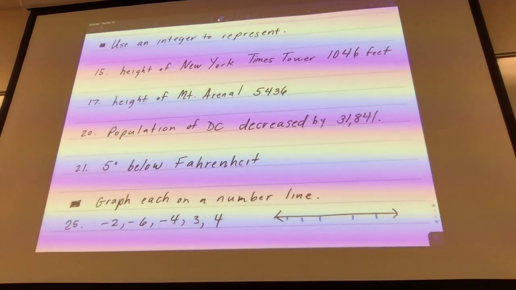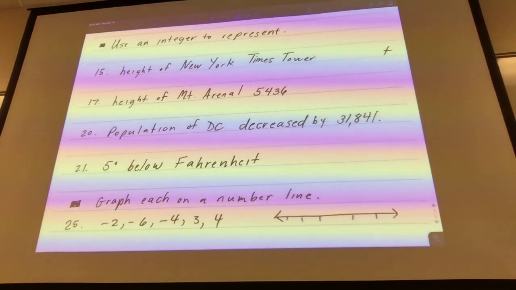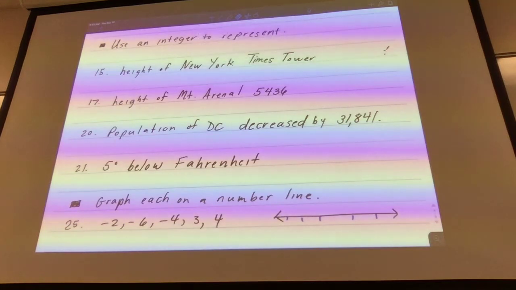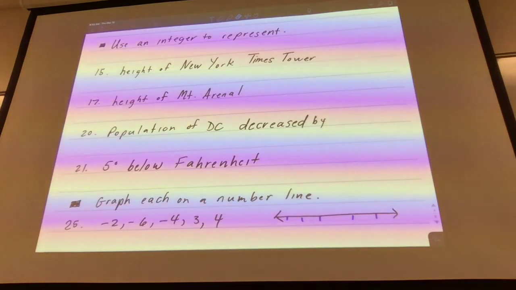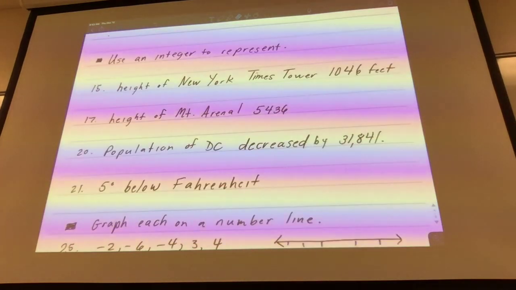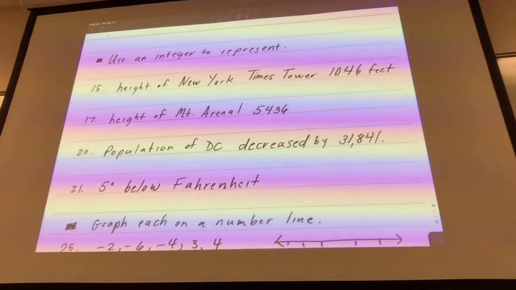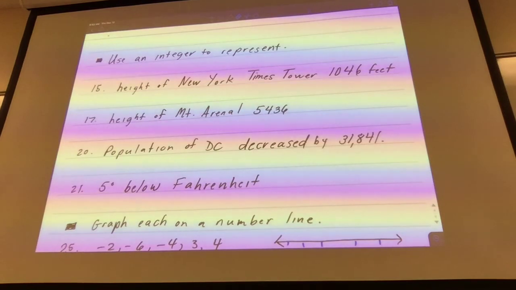The next just says use an integer, a positive or a negative number, to represent the description. Height of New York Times Tower. Go ahead and be looking at those. Height. So just put a positive or a negative number, basically. What would you use for the height of New York Times Tower? If they tell you it's 1,046 feet, since you're talking about height, would you use a positive number or a negative number? Positive. So the positive integer would be 1,046.